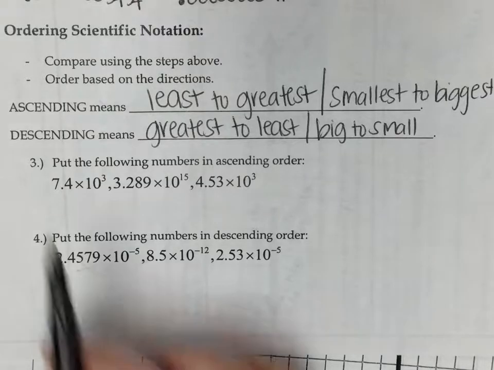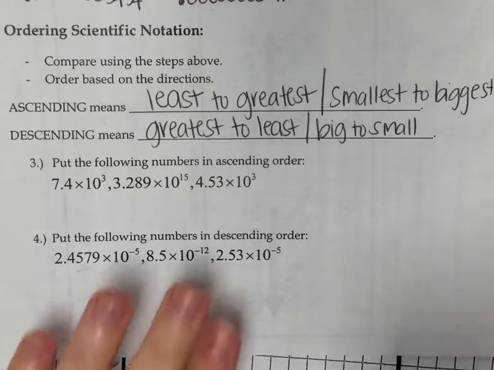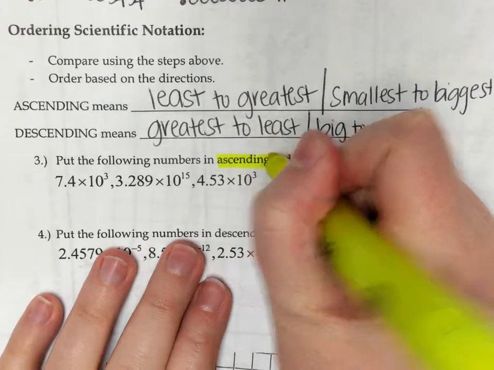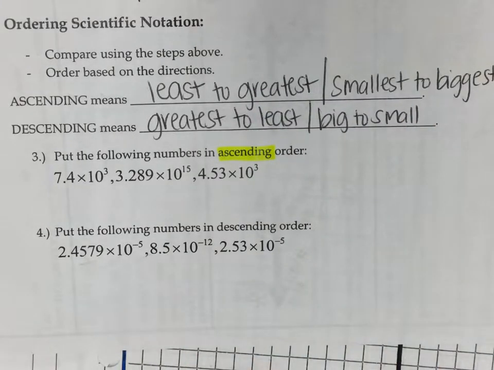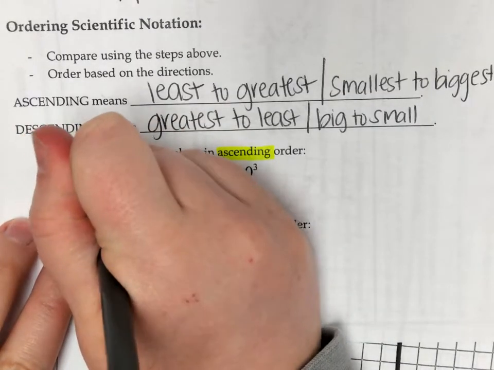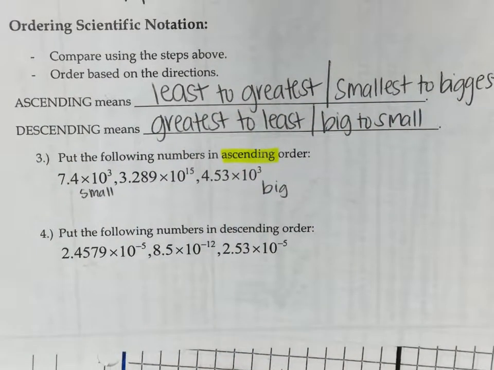Alrighty. So number three says we want to put the following numbers in what order? Ascending. So ascending means small to big, right? Yep. So I'm actually going to write small over here and big over here, because sometimes I forget what I'm doing when I'm comparing numbers. Okay, so I'm going to do small to big.